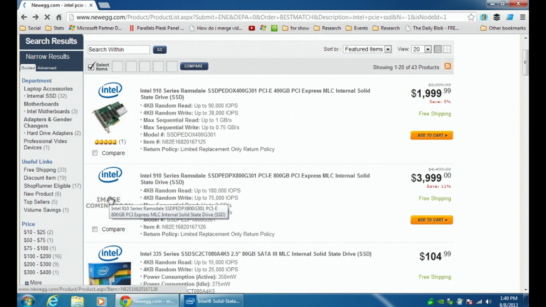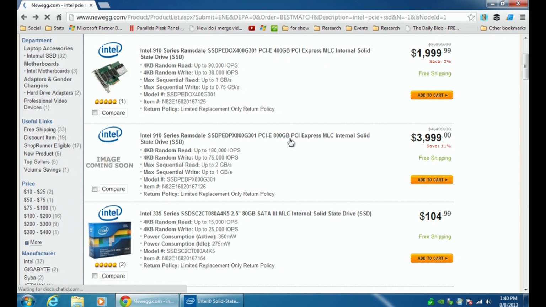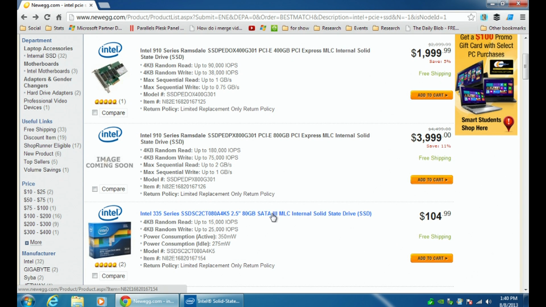So we've got 3 here. We've got the 910 series 400 gig, then the 910 series 800 gig, and then the Intel 335, and this is the normal hard drive. As it says here, it is a SATA 3 hard drive. Now the first thing that you're going to notice is cost.